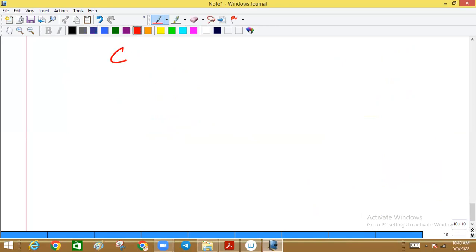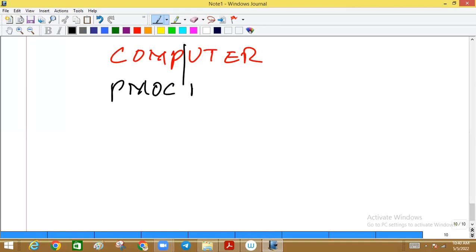Don't try to mug it up. Computer, if this is the question. If you want to increase the layers of this, what will he do? How many letters? An 8-letter word, yes or no? He will break it in the center. Once he breaks it in the center, what is he going to do? He is going to reverse, like PMOC RETU. So this is the second layer he added. Then what is he going to do? He is going for opposite coding. What is the opposite of P?